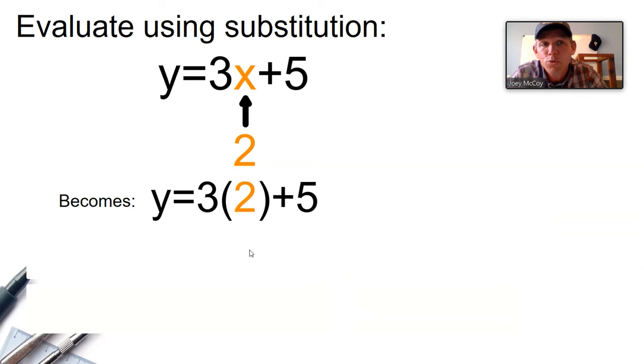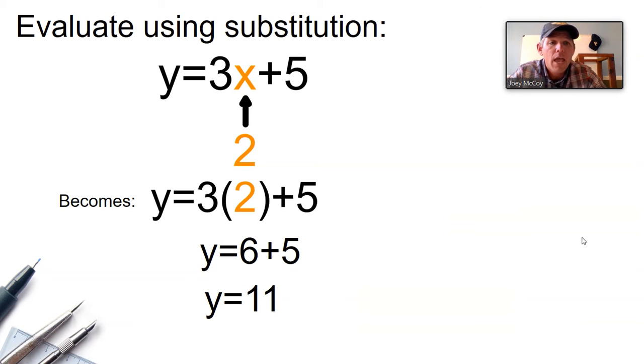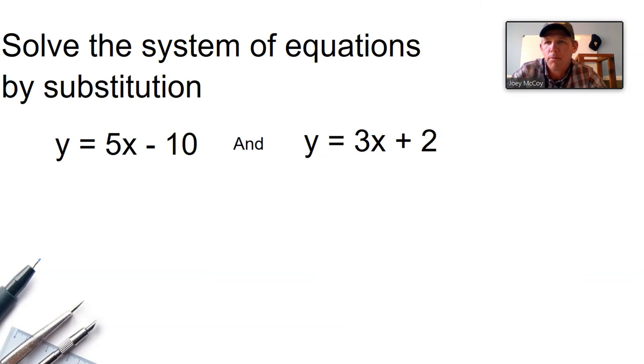Now we have to do the math. We have to evaluate it. 3 times 2 is 6. And then we add the 5. 6 plus 5 is 11. And what we have is the answer: when x is 2, y is 11. Now this could be the answer to your problem, and it would be the ordered pair 2, 11. This is something that we've already done. We take the value and we put it in for the variable. Let's go ahead and use that for today's problem.